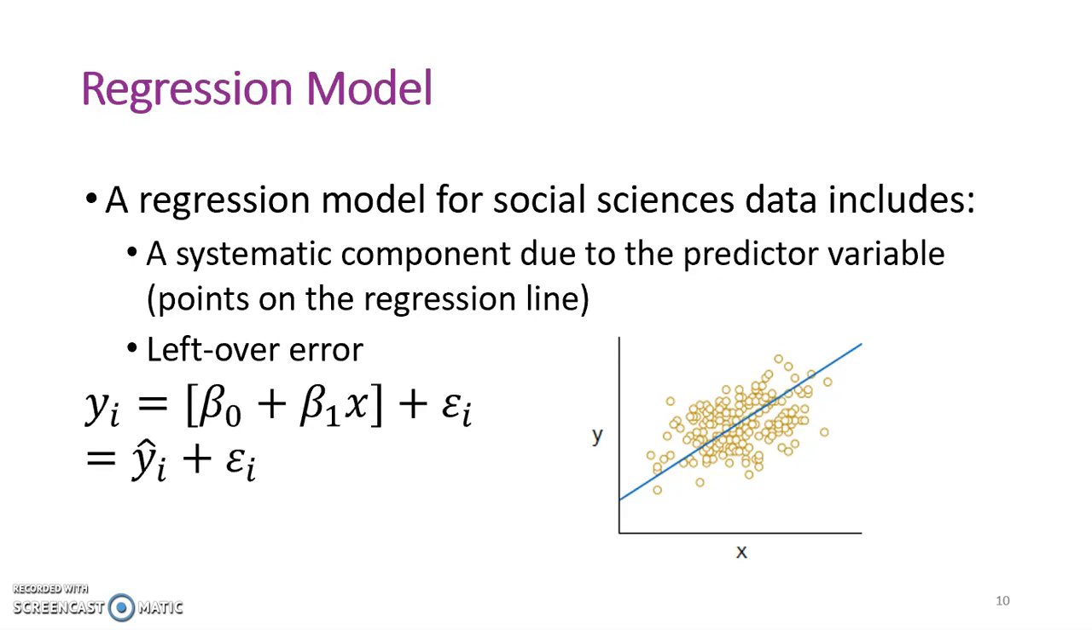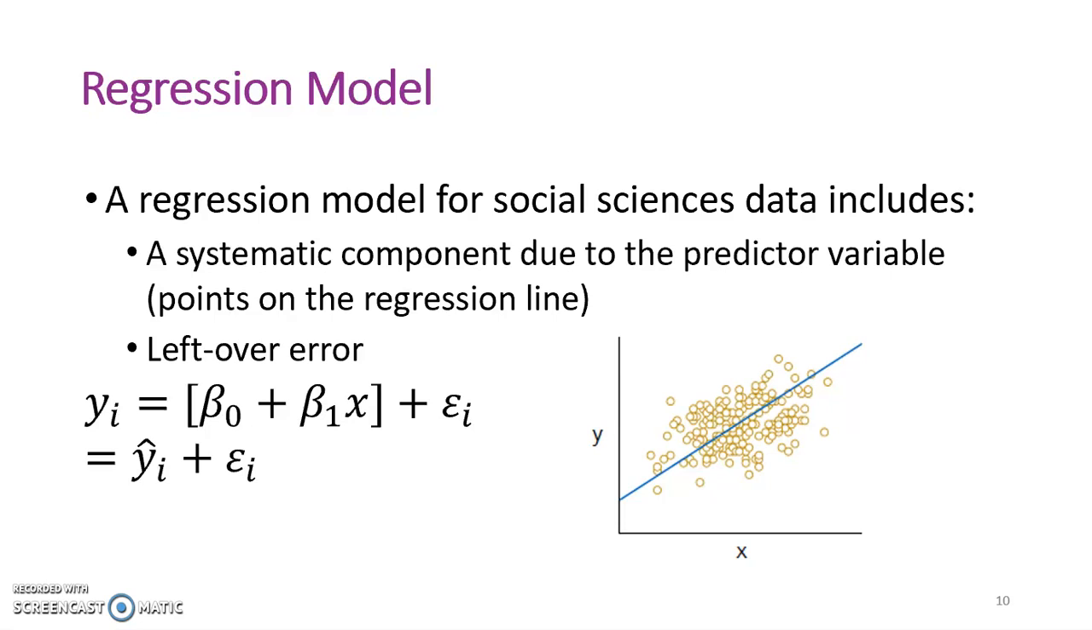We can also see that in this scatter plot of observed data, the data don't all fall perfectly along this line. So the systematic component is the regression line, and the leftover error is the difference between those dots on the scatter plot and the line.